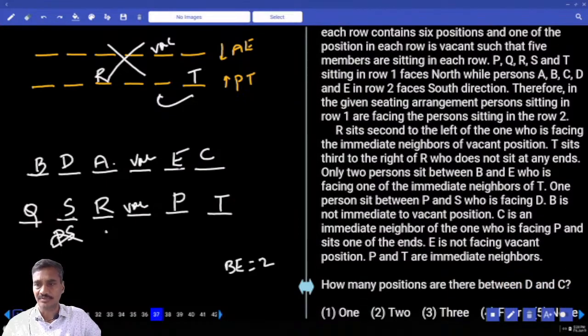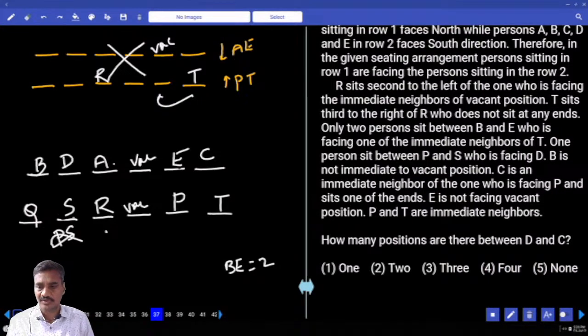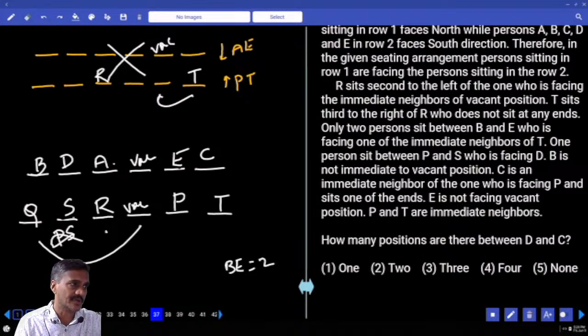In each row, one position is vacant. Now E is not facing vacant position, and B is not immediate to vacant, and C is an immediate neighbor of the one who is facing P and sits at one of the ends. E is not facing a vacant, and P and T are immediate neighbors. Maybe this can be vacant, this can be vacant. Isn't it? Because vacant is not at any end of the row, that is not given here. Now this is about questions 37 to 40. Clear?